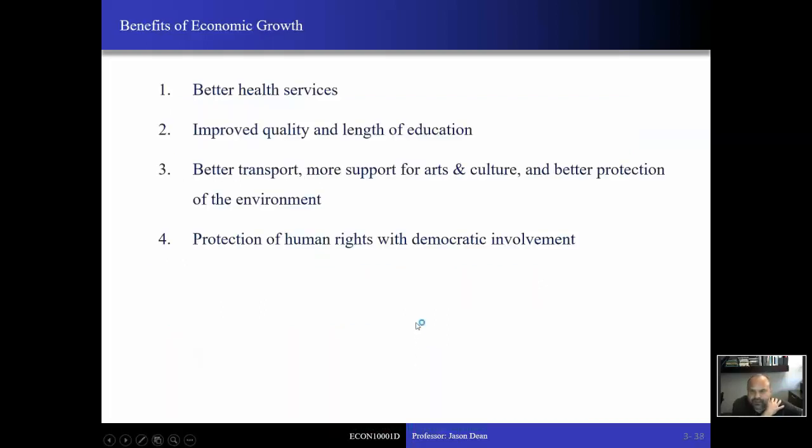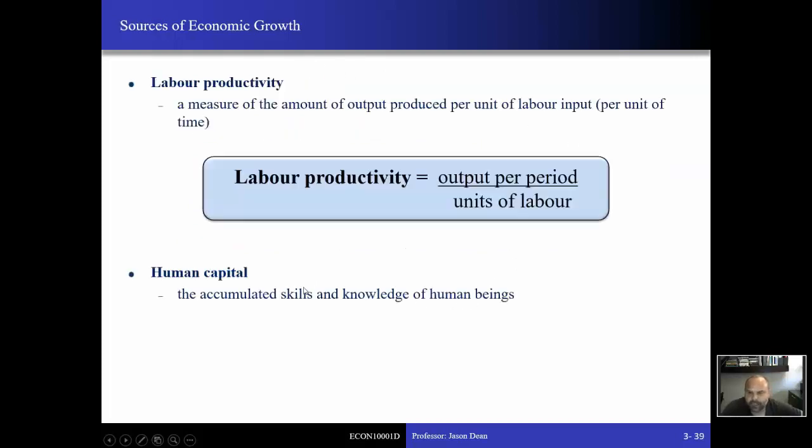Some of the benefits of economic growth, well, of course, it could lead to better, improved quality and length of education, better transport, more support for all arts and cultures, a better protection of the environment, protection of human rights, democratic involvement. There's many, many benefits of economic growth. Of course, the standard of living is going to be higher. People are going to be able to consume more goods and services.